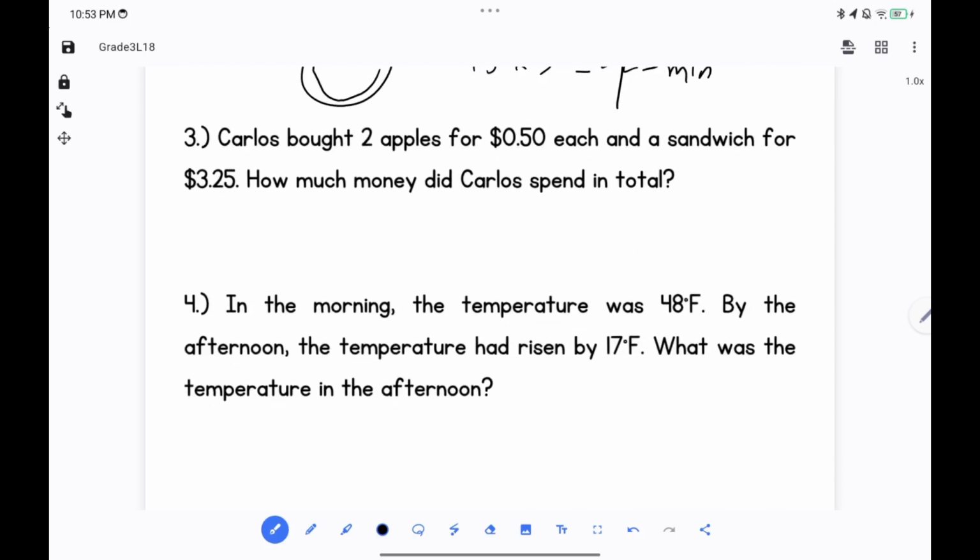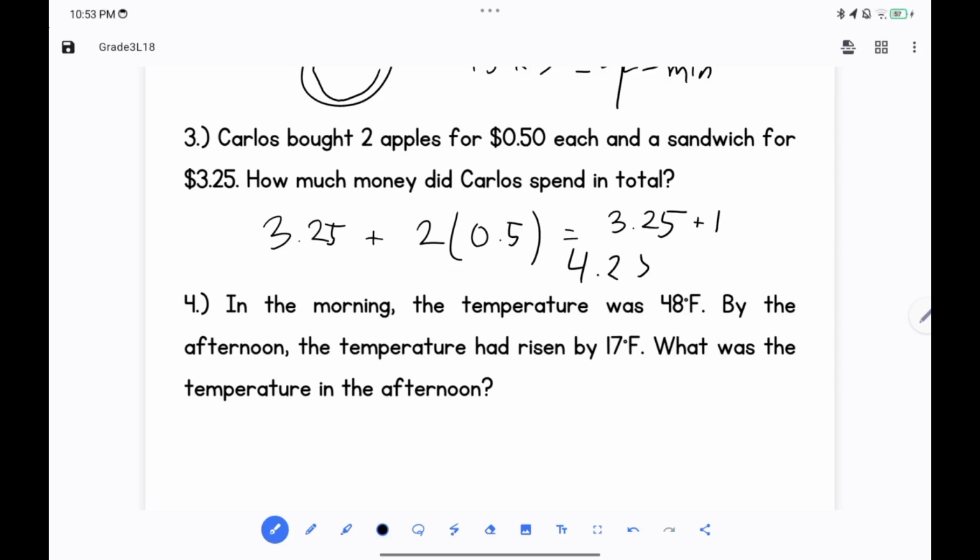Carlos bought 2 apples for 50 cents each and a sandwich for $3.25. So $3.25 plus 2 times 0.5, which is $3.25 plus 1, which is $4.25.